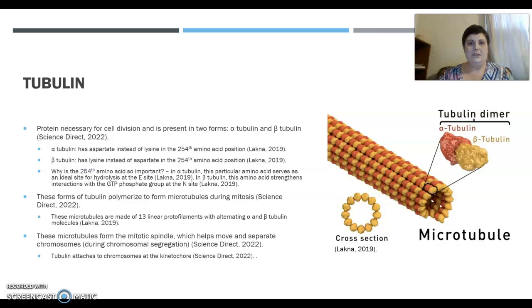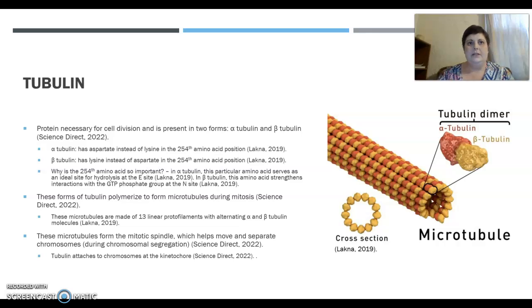Now you may be asking yourself, what is so important about the 254th amino acid position? There's many amino acids in this molecule. Why is that one so important? And that's a great question. The reason it's so important is because in alpha tubulin, the 254th amino acid serves as the ideal site for hydrolysis at the E site. And in beta tubulin, this amino acid strengthens the interaction with the GTP phosphate group in the N site at that location.